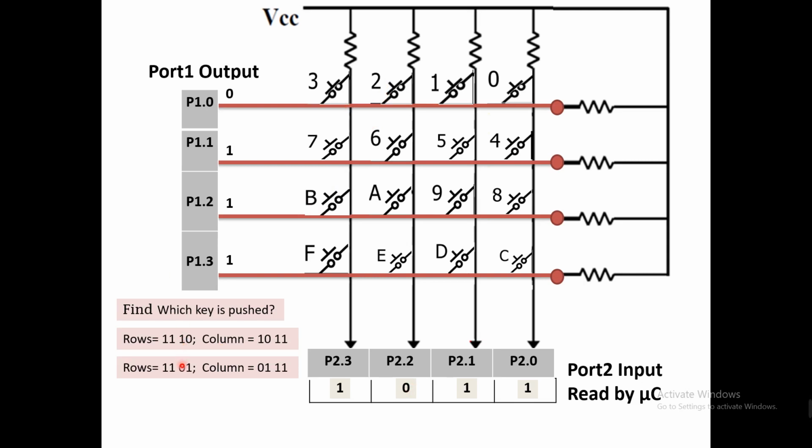Next question: if the rows value is 1 0 1 1 and the column value is 1 1 1 0, now find which switch is pressed. Of course, in this row this one is 0, so this 0 is making P2.3 0. It means switch 7 is pressed.